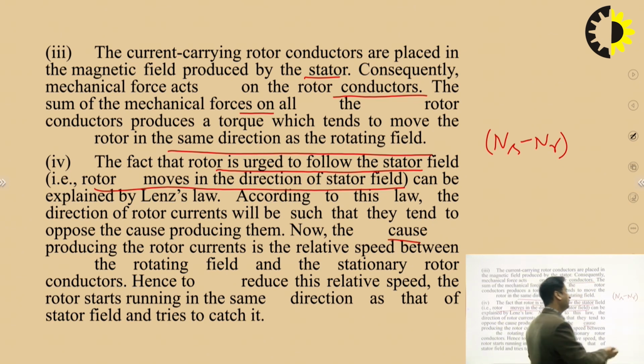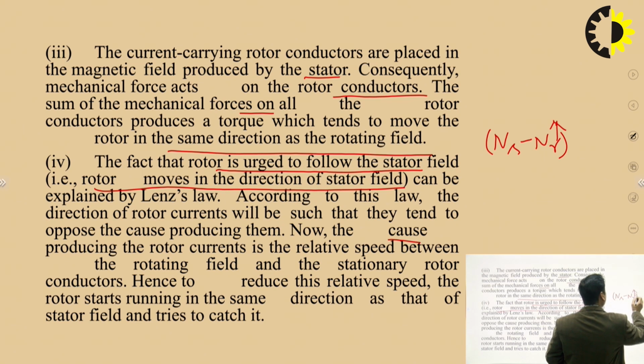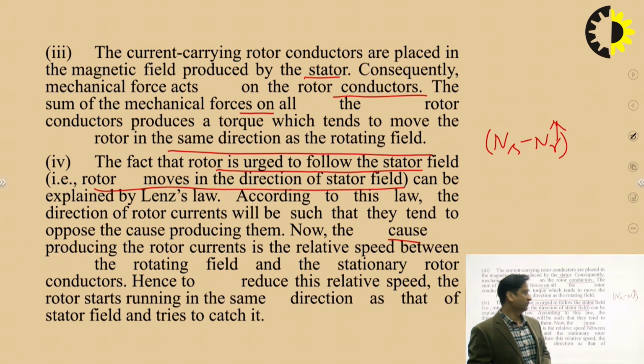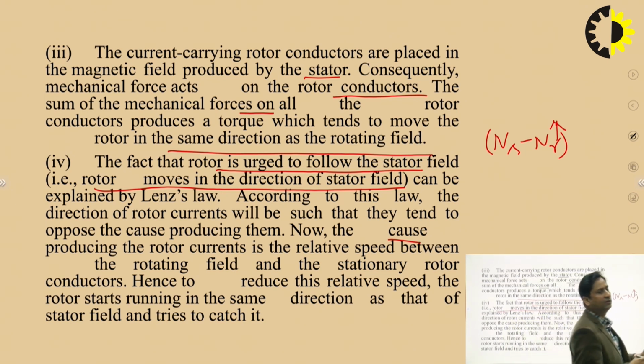When the rotor rotates in the same direction and the rotor speed increases, the relative motion decreases, which means it opposes the cause. Hence, to reduce this relative speed, the rotor starts running in the same direction as the stator field and tries to catch it. So this is the basic working principle of the three-phase induction motor.